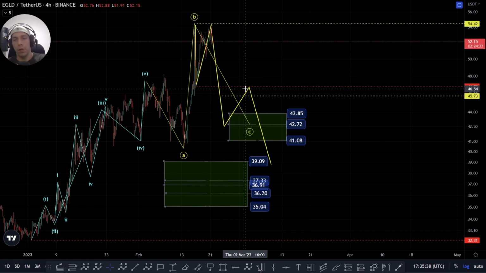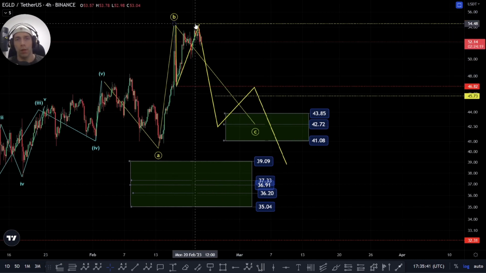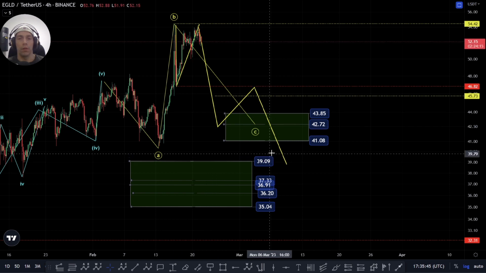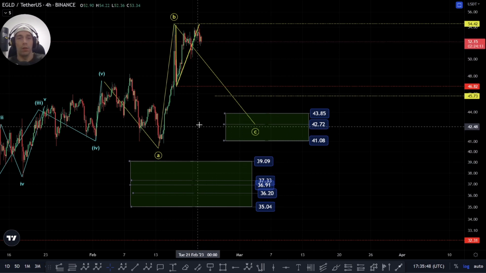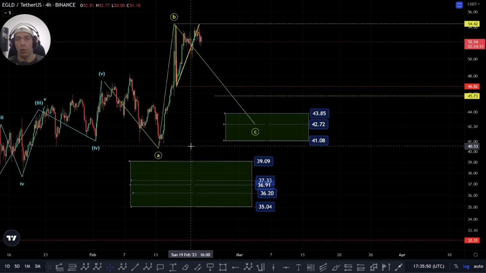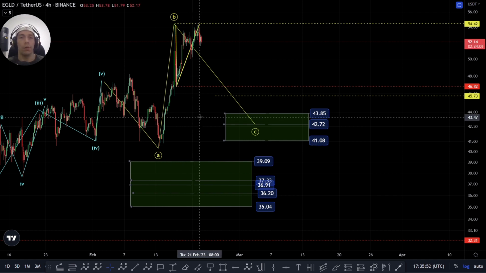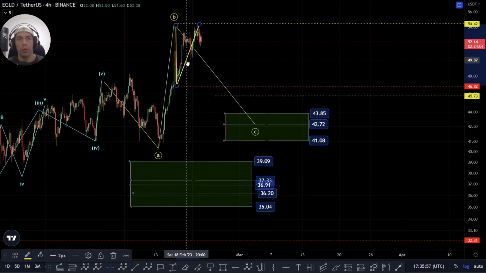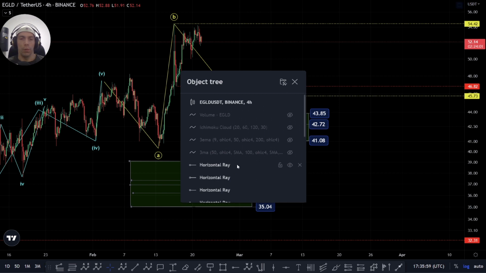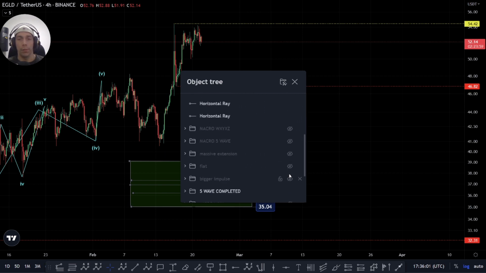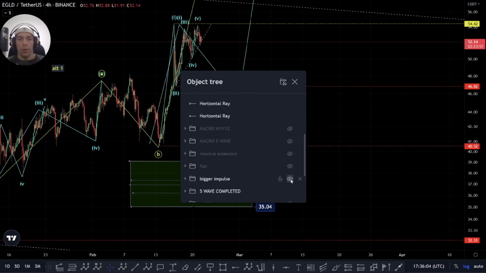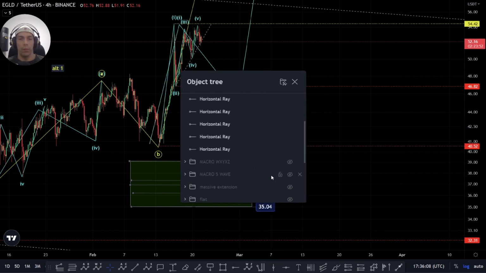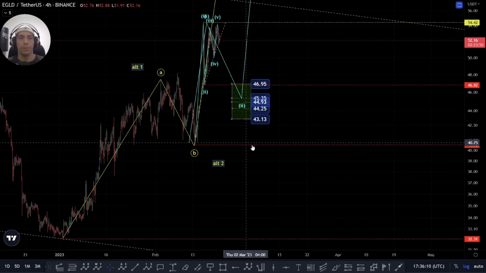So we need to just be a little bit wary of this move to the upside here. If it does start to break down and become an impulsive move to the downside, this could be something that plays out. For as long as we actually hold this 40.53 zone, we can also argue that we do have some bullish potential here. So we're going to discuss that, and we're going to talk about a couple of different things here. So let me turn off that 5-wave move just so that it cleans this up.